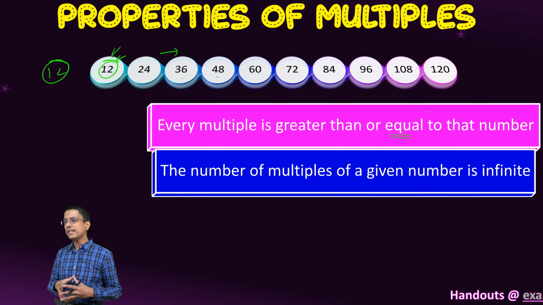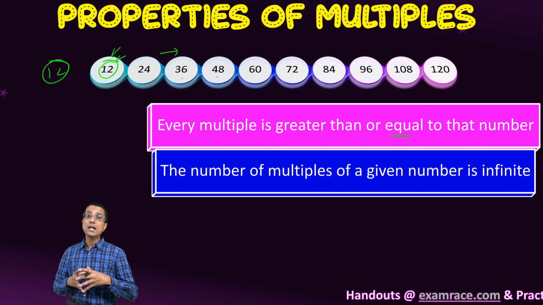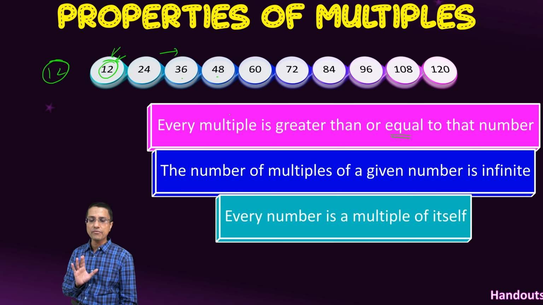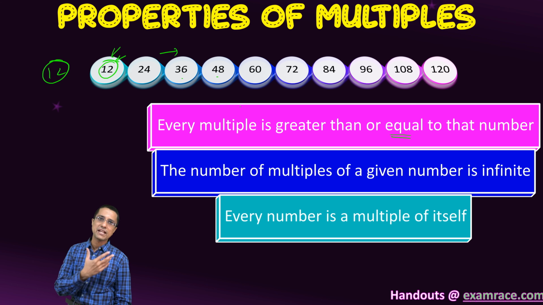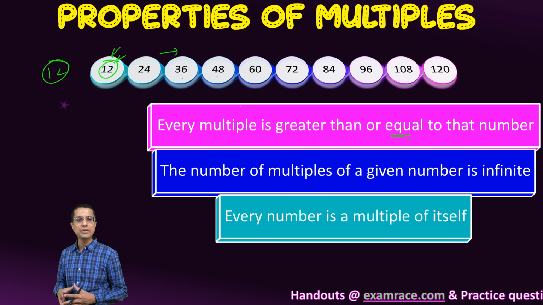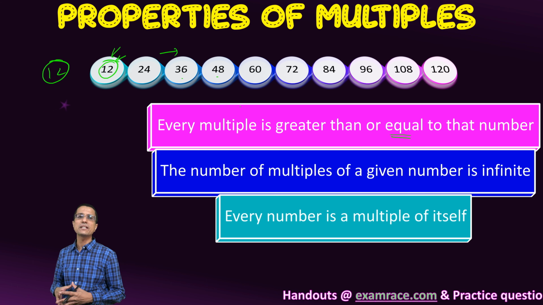The second property is that I can come up with as many multiples of a number as I possibly can, right? It's just up to my patience or my ability to do multiplication. But the number of multiples of a given number is actually infinite. The third property we already looked at, every number is a multiple of itself. So 12 would be a multiple of 12, 9 would be a multiple of 9, and that is to some extent understood.